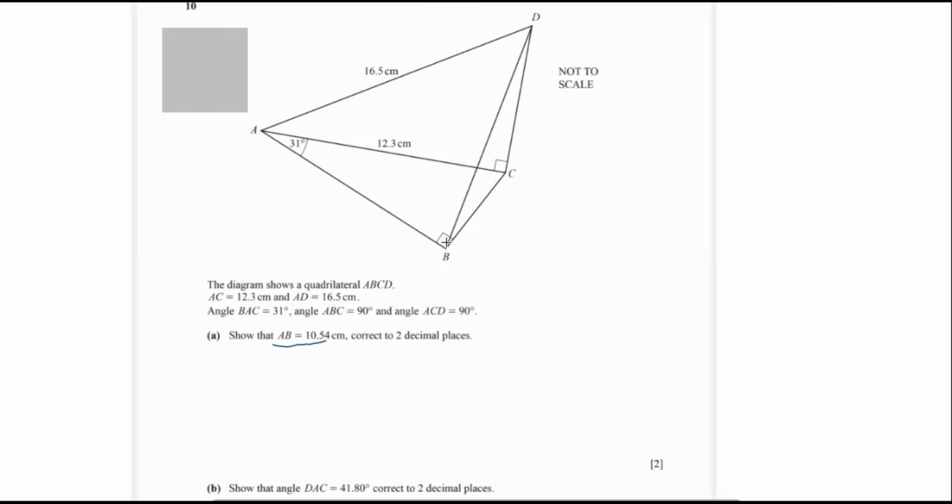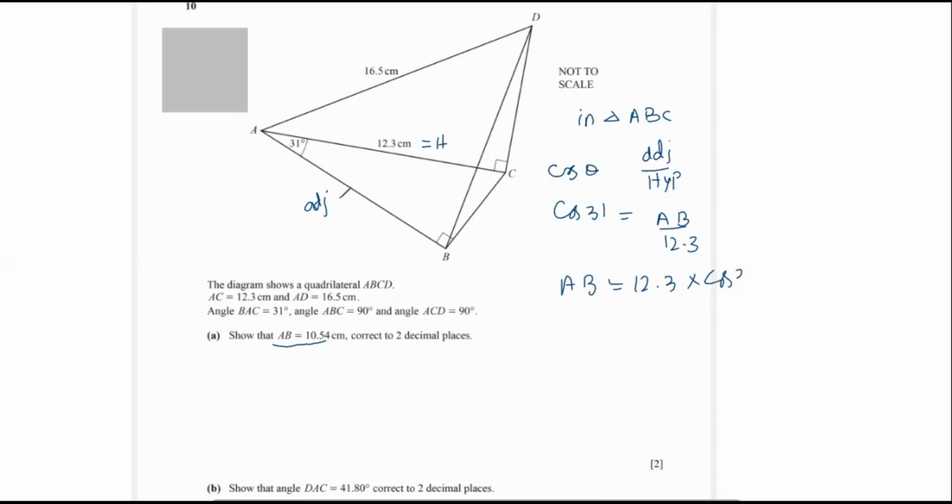Now you see here, this is the right angle triangle ABC. We can use the trigonometric ratio here. AC is the hypotenuse, and this AB length will be the adjacent side. Now we take the ratio adjacent over hypotenuse, that will be equal to cos theta. Therefore, cos 31 degrees will be equal to AB over 12.3. Now AB will be equal to 12.3 multiplied by cos 31.